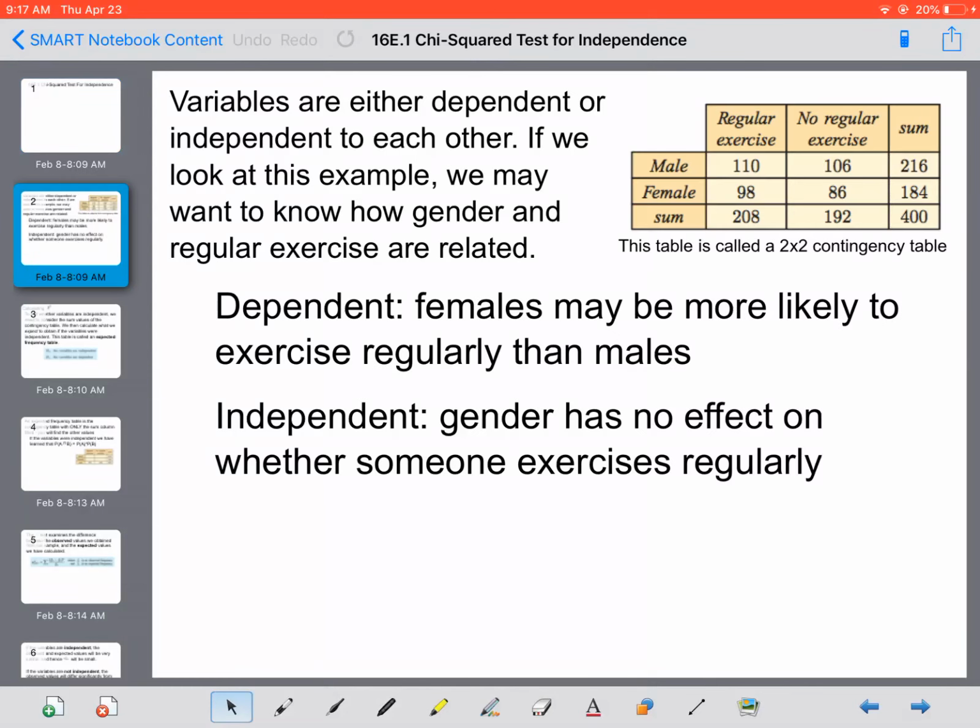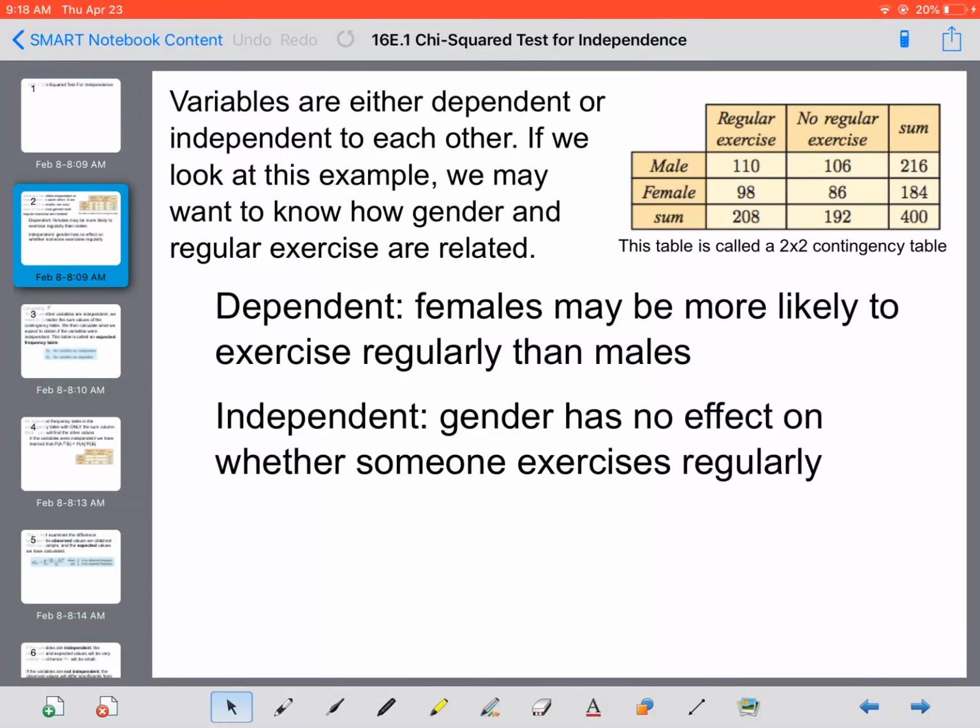Here we have a contingency table. It's a 2 by 2 table. There's two rows and two columns. And the reason it's a 2 by 2 is because you don't include the sum. The sum is just helping you understand how many total people you're talking about in this case. But if they are independent of each other, that means they have no effect. Gender does not affect whether or not somebody is exercising regularly. If they're dependent of each other, then that means that the gender does actually affect whether or not they regularly exercise.